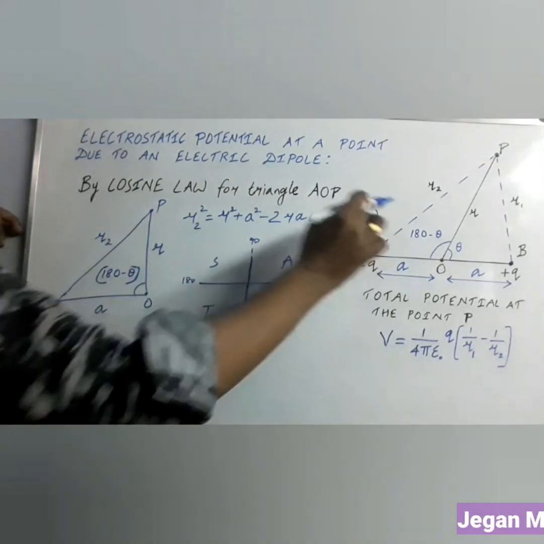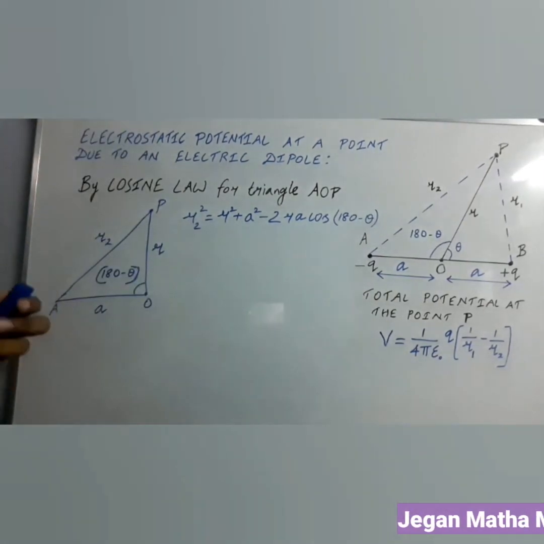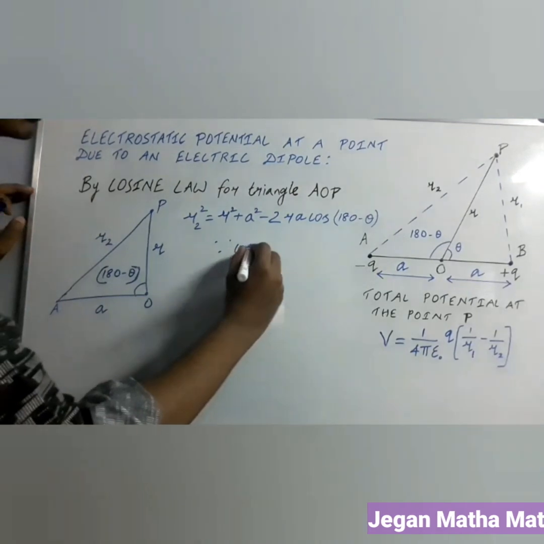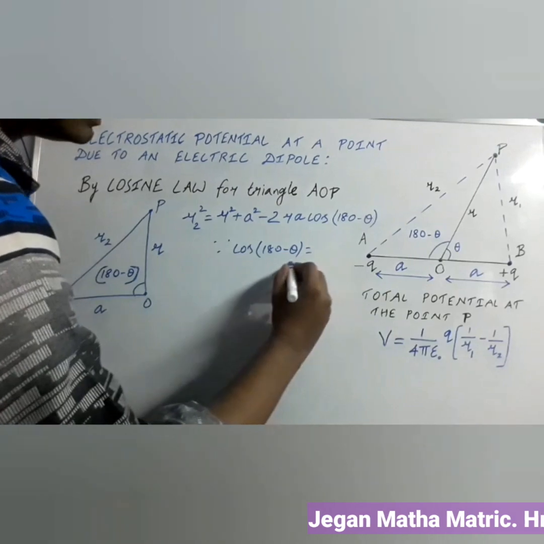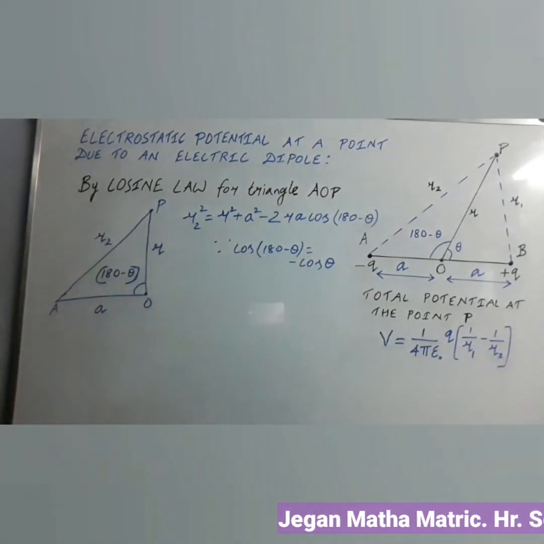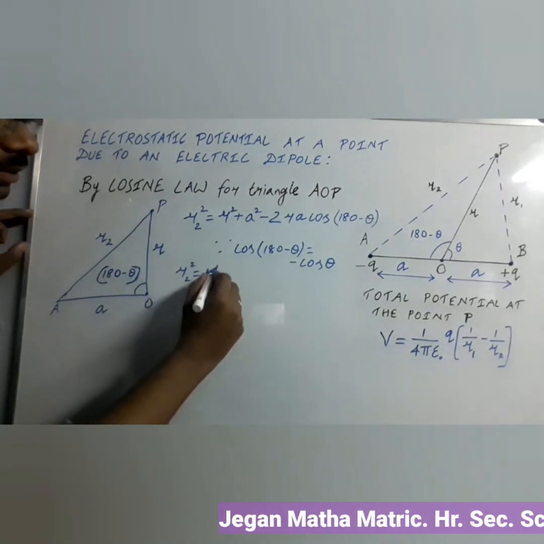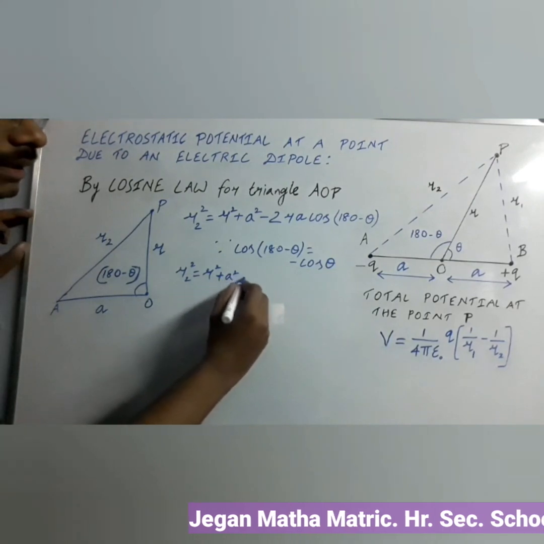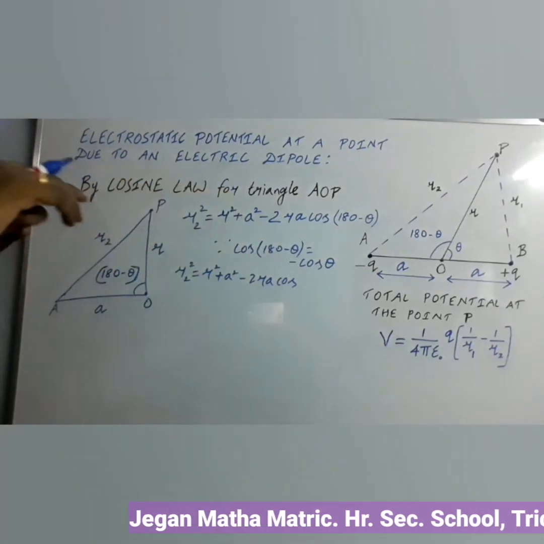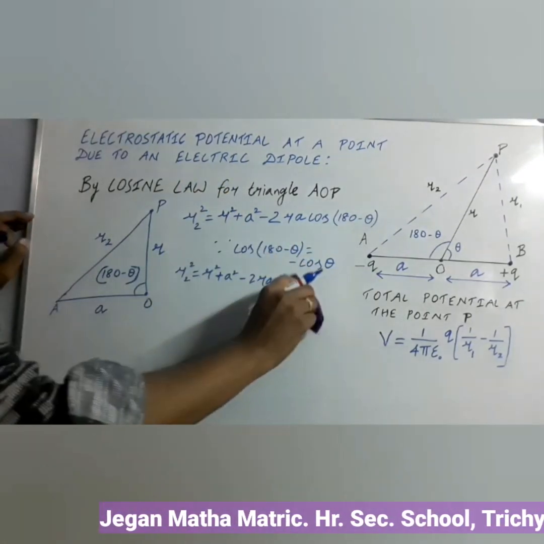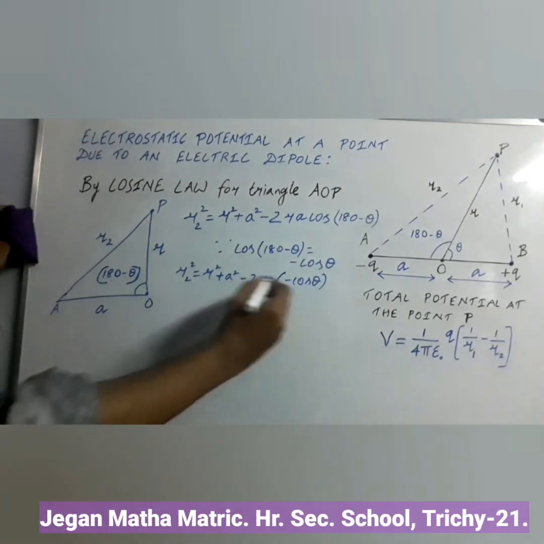Here cos 180 minus theta. What is the value of cos 180 minus theta? Negative value. So we know the value, note it down, since cos 180 minus theta lies in the second quadrant, it has the negative value, that is equal to minus cos theta. You can apply that value here. R2 square is equal to R square plus A square minus 2RA cos 180 minus theta, which is nothing but minus cos theta. So the minus can be multiplied here, minus into minus is plus.